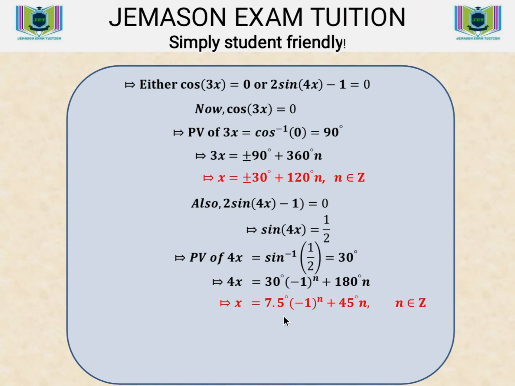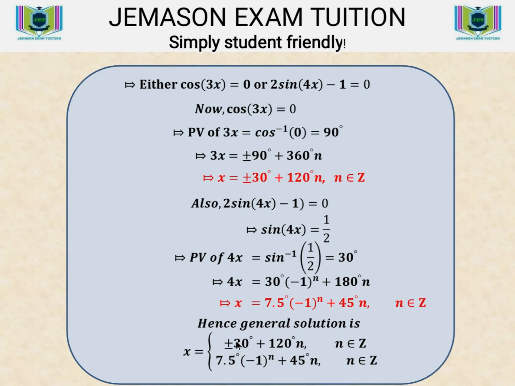So we have two general solutions which can be combined to have the general solution as x equals plus or minus 30 degrees plus 120 degrees n, and 7.5 degrees times negative 1 to the n plus 45 degrees n, where n is an integer. So these are all general solutions to that equation.